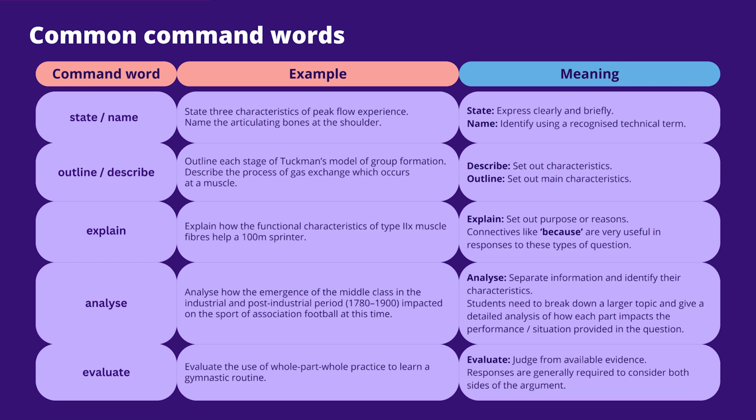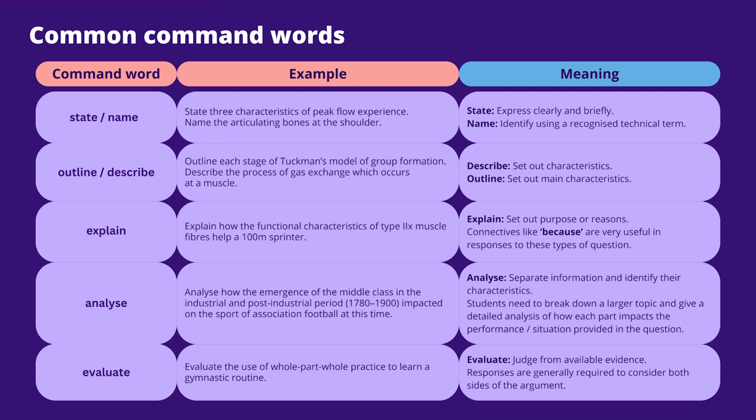In the example question shown, simply stating a functional characteristic of type 2X muscle fibers, such as high contraction force, would not be creditworthy. If the candidate correctly explained, however, that a high contraction force helps a 100-meter sprinter because it allows them to make a fast start in the race, this would be awarded a mark.